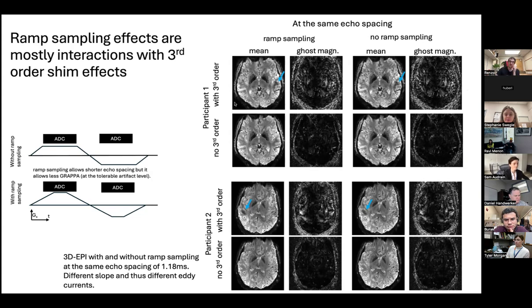So the fact that we had huge signal changes with and without ramp sampling might have probably been an interaction with changing the echo spacing. Ramp sampling alone doesn't really seem to be, empirically in those tests at least, a huge problem.